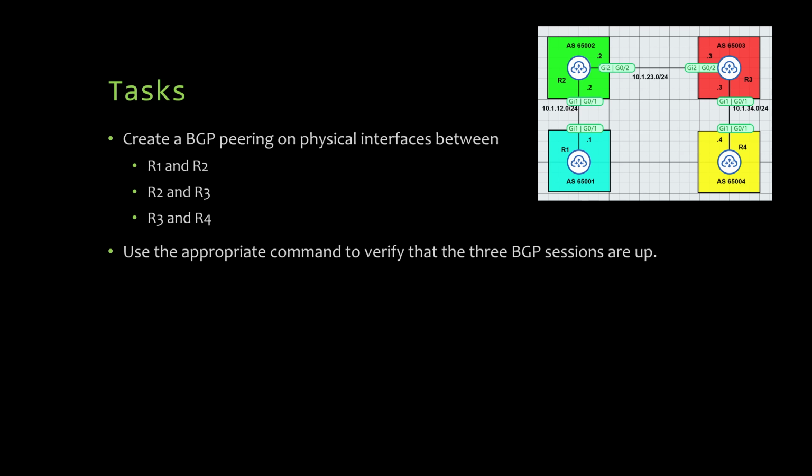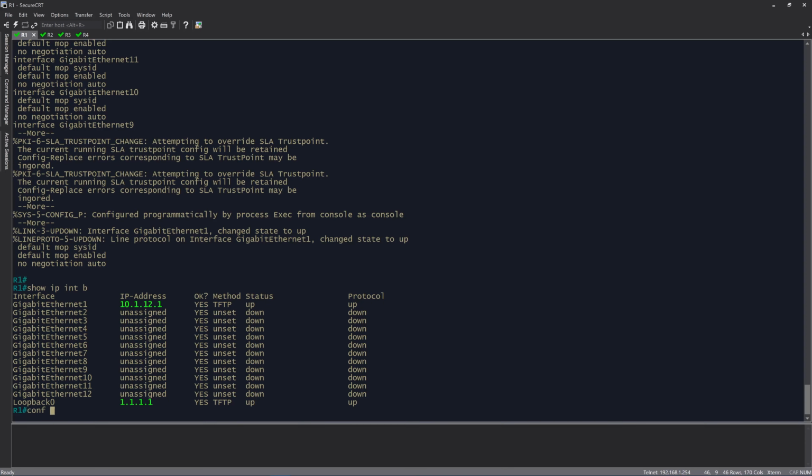In this lab, we are tasked to create a BGP peering on the physical interfaces between router 1 and router 2, router 2 and 3, and router 3 and 4. In the diagram, we have both the IP addresses as well as the autonomous system numbers of each router. And then it asks to verify that the BGP sessions are working correctly. Now I will ask you to pause the video and work on the lab yourself before watching the solution. Let's start solving this lab.